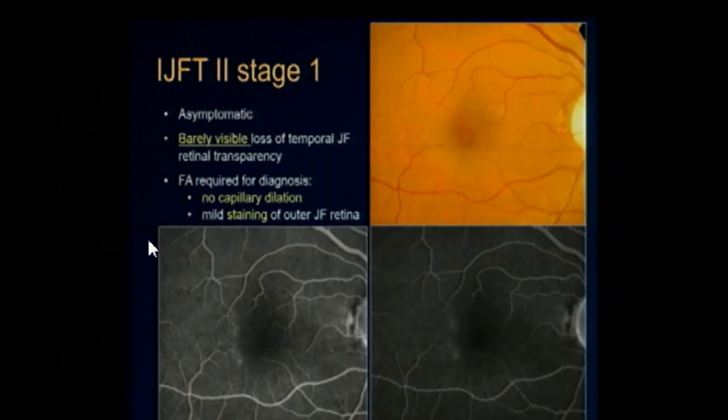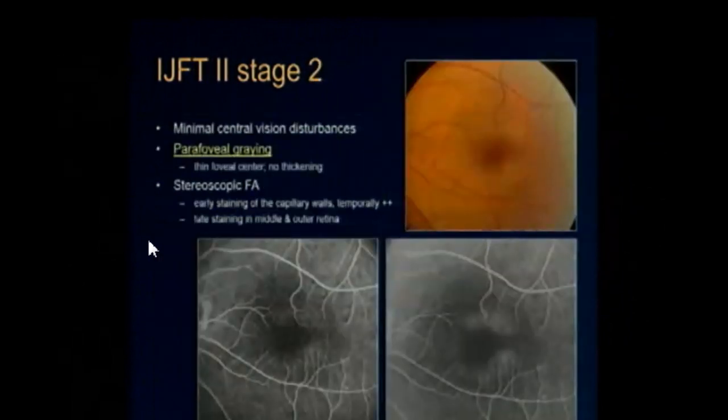A little bit of staining. You can't really tell if it's leaking or not, okay? And you can't really tell where the juxtafoveal telangiectasis is. You only see a little bit of staining, okay?